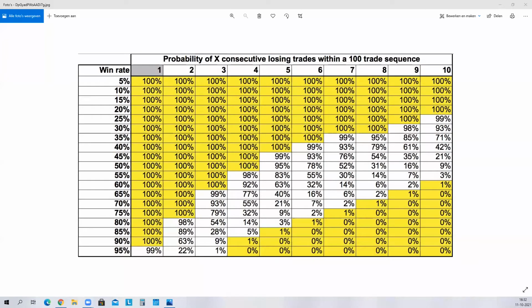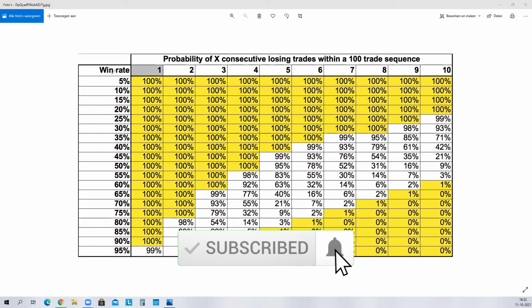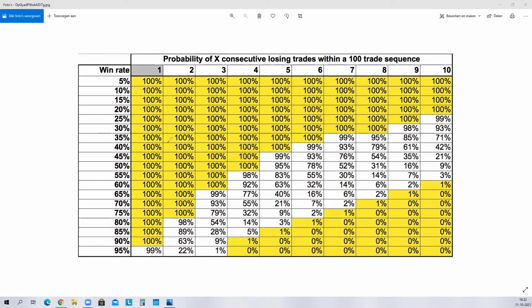All right, so this table is based on pure mathematics and statistics. And what it tells you is the odds of losing X amount of trades in a row within 100 trades. And it's divided over your win rate. Now, most people I know have a win rate anywhere in this area. And if we look at the odds of losing 6 times in a row, it's 99%, 93%, and 78%, which means that every 100 trades, there's a very high probability you're going to lose 6 trades in a row.